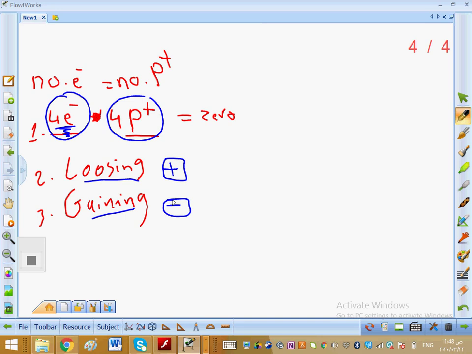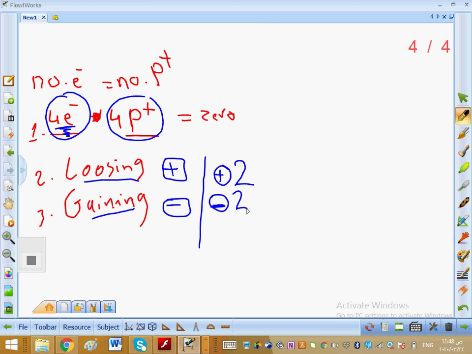For example, if an atom lost 2 electrons, it means positive 2. If it gains 2 electrons, negative 2. So if it loses 2 electrons, with losing it is positive, then 2. If it gains 2, gaining means negative, so negative 2.